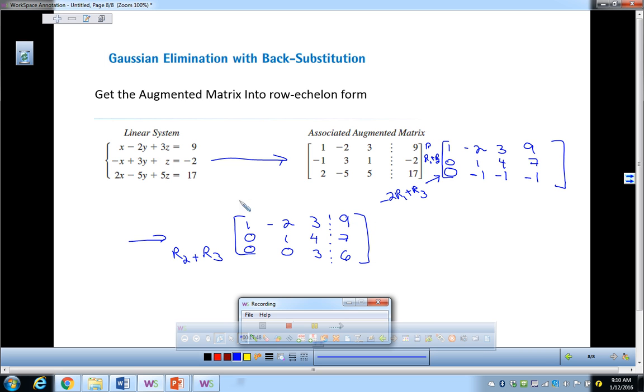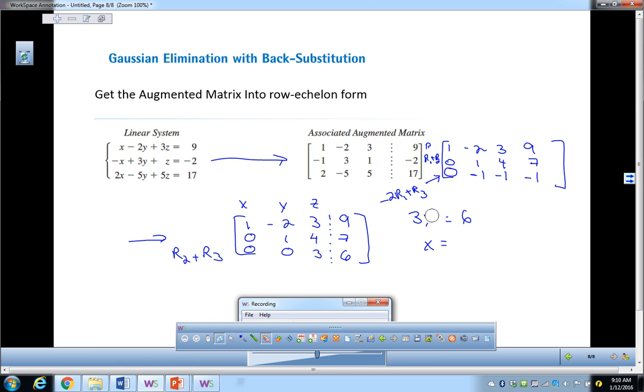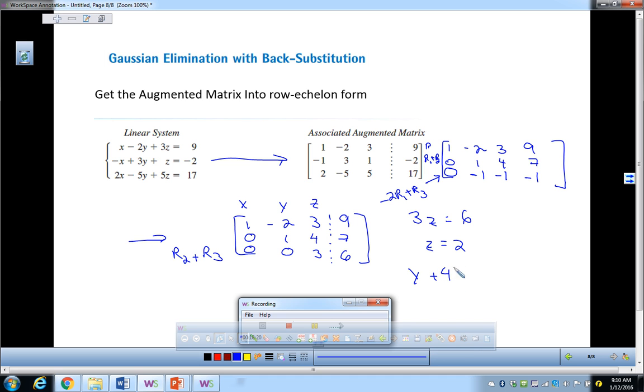And these correspond to your x, y, and z. Okay? So you know that 3z equals 6, so z equals 2. Then you back substitute in this equation. So you have y plus 4z, and we know that z is 2, so 4 times 2 is equal to 7. So y equals 1, okay?